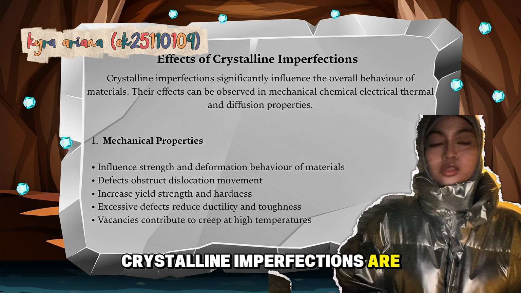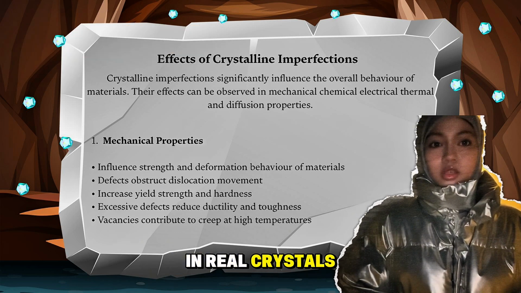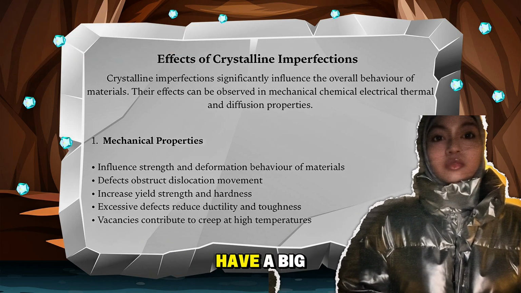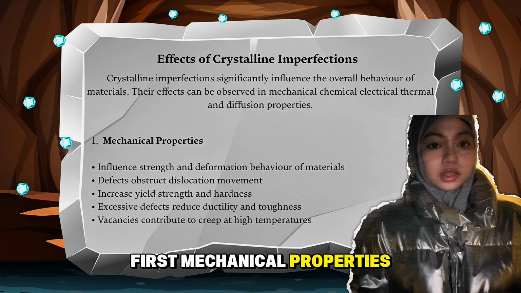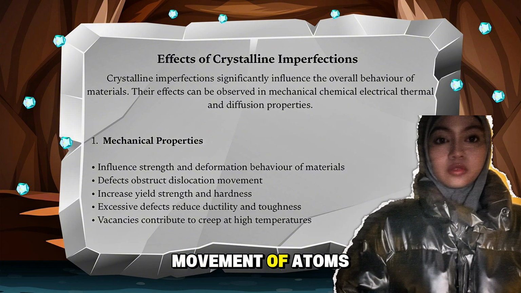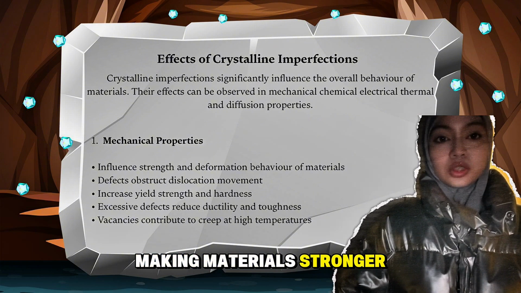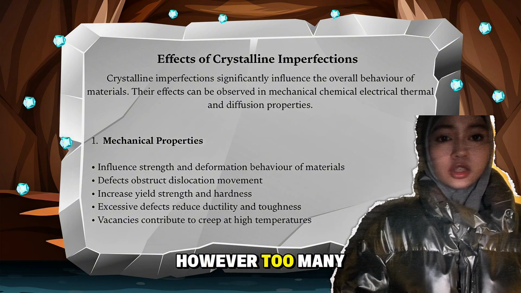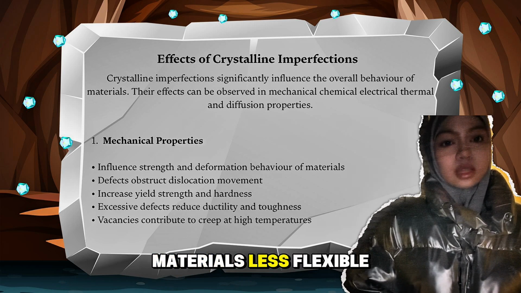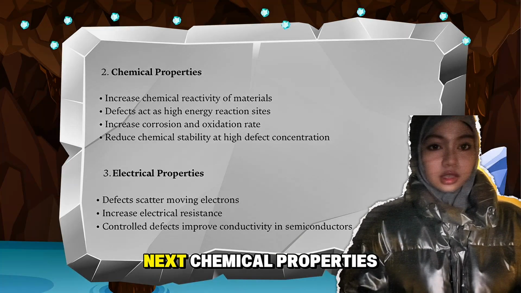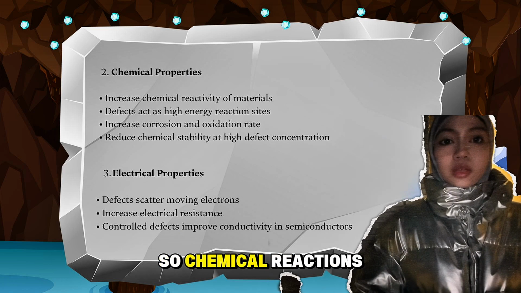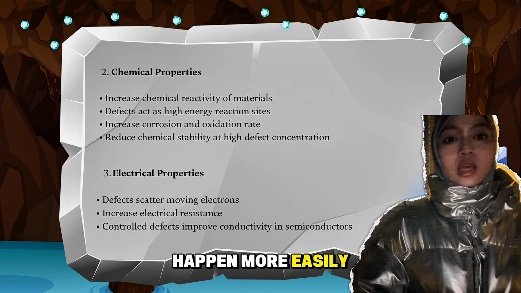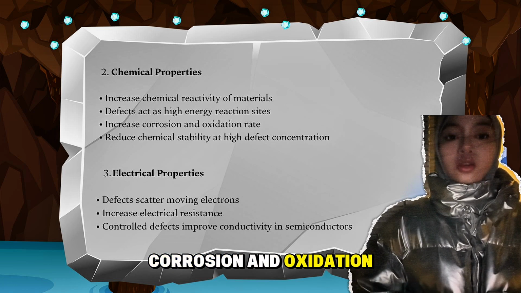Crystalline imperfections are small defects found in real crystals, so even though they are tiny, they have a big effect on material properties. First, mechanical properties. Defects block the movement of atoms, making materials stronger and harder. However, too many defects can make materials less flexible. Next, chemical properties. Defects are high-energy areas, so chemical reactions happen more easily. This causes faster corrosion and oxidation.